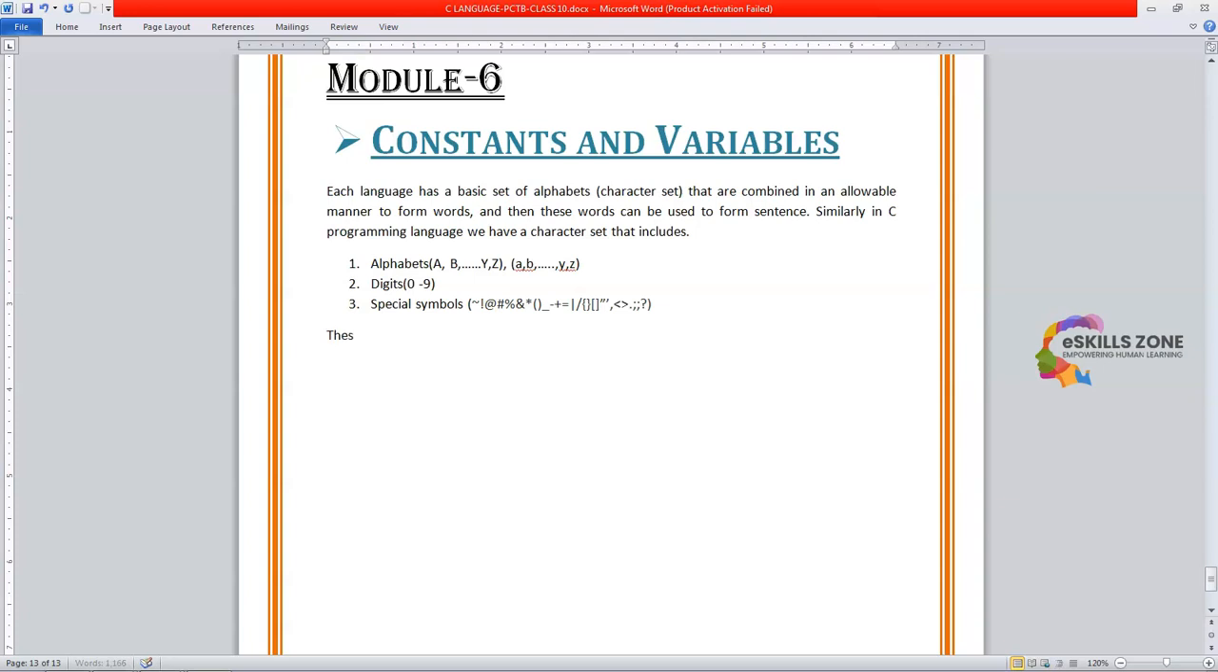So actually these alphabets, digits, and special symbols, when combined in an allowable manner, form constants, variables, and keywords, also known as reserved words.